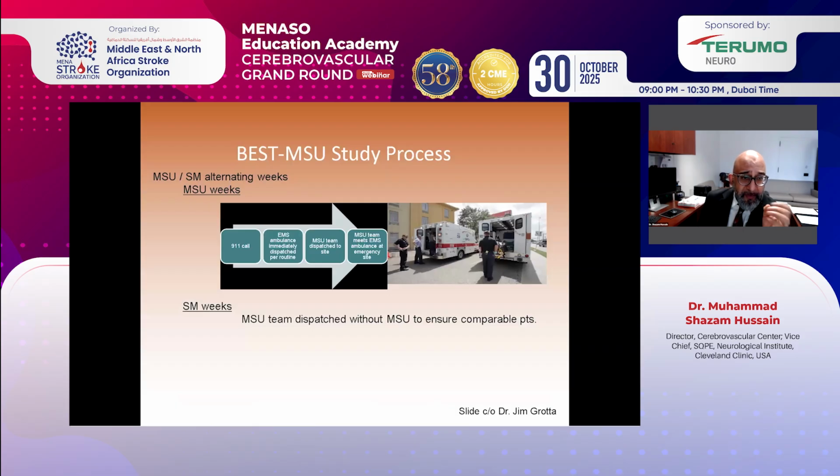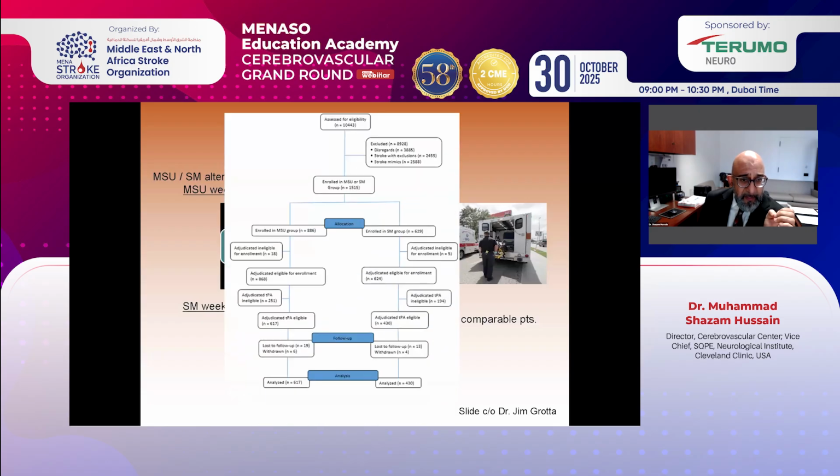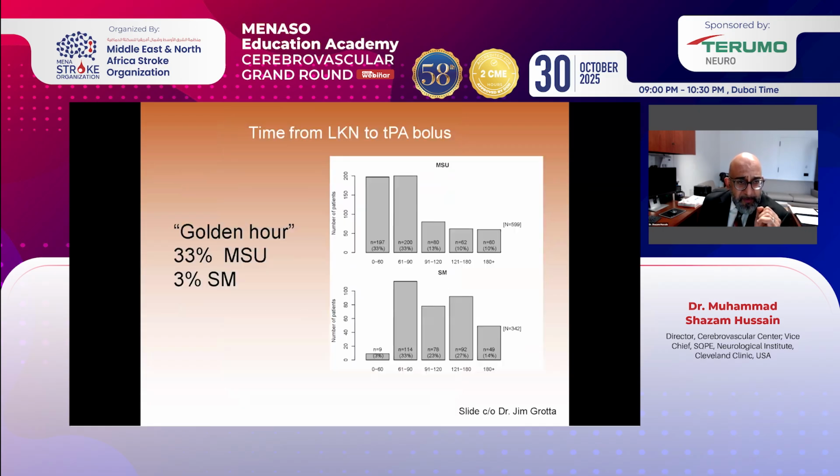Now, the other major study, as we all know, is our colleague Jim Grotta's BEST-MSU study. They were basically, again, able to randomize between mobile stroke weeks against standard management weeks. You can see they had a good number of patients in this multicentered trial, mainly from Houston, though, but able to get 1,617 patients in the MSU arm versus 430 patients in the standard management arm.